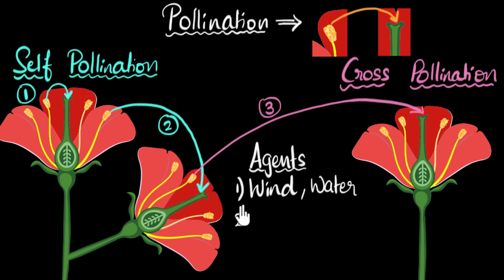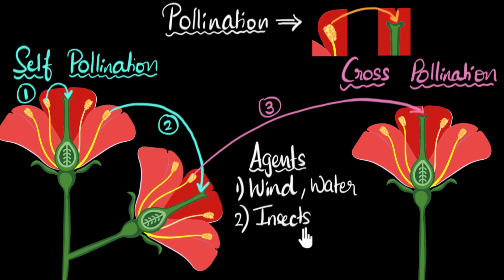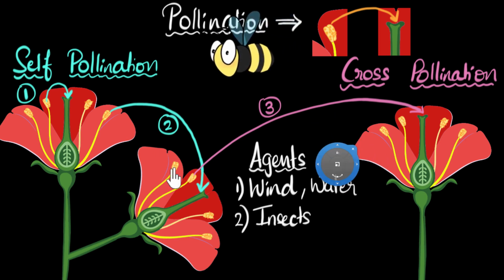This is where the insects come into the picture. So another important agent for pollination, especially cross-pollination, would be insects. Insects like bees, butterflies, moths, and even birds. But how exactly do the insects pollinate? Let me take an example of a bee over here. Let's say this bee is flying and it's a little hungry and it spots a flower.